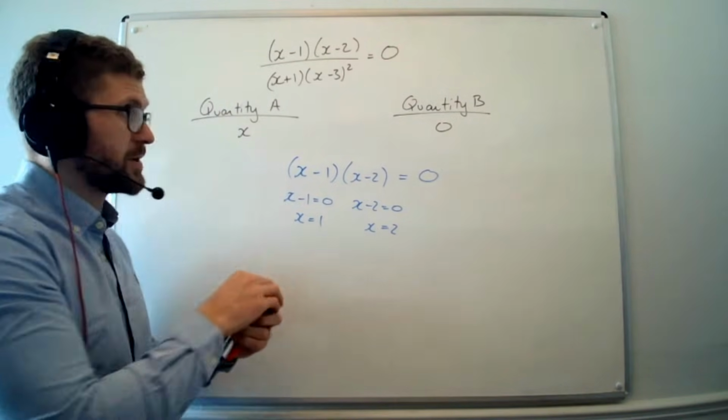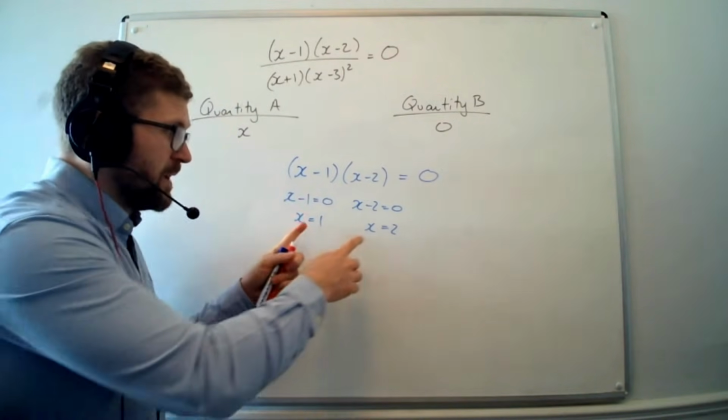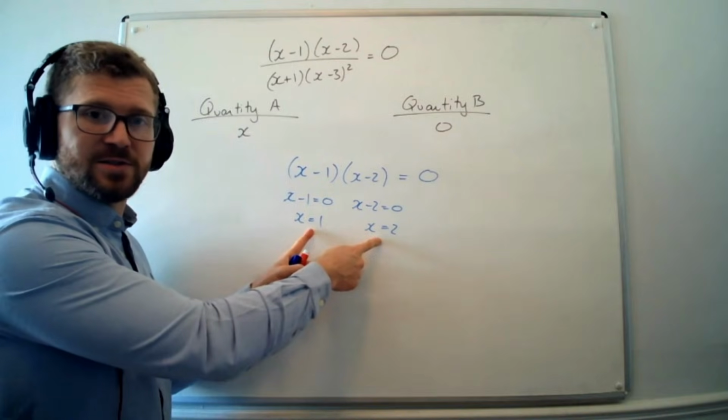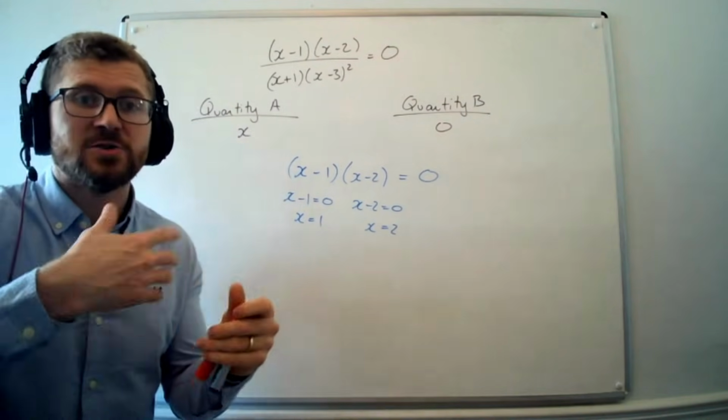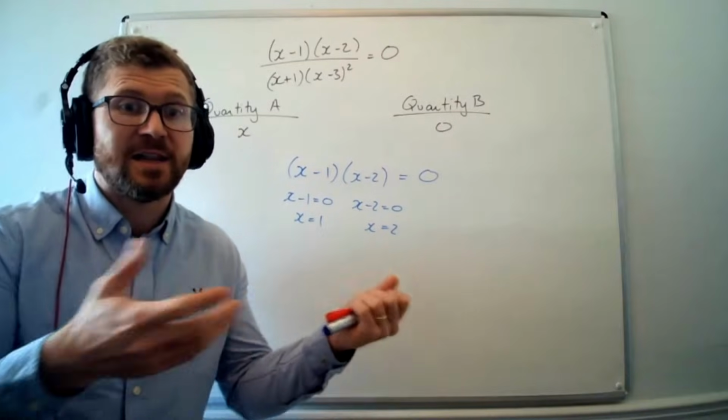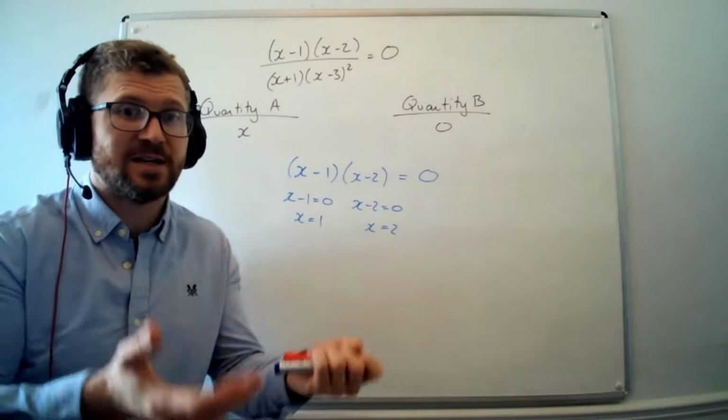Because one of the things dealing with a quantitative comparison question is people might say, I have two answers. And so because I have two answers, I can't tell what x is. So because I can't tell what x is, that means I'm not going to be able to tell which is bigger, so the answer would be D.